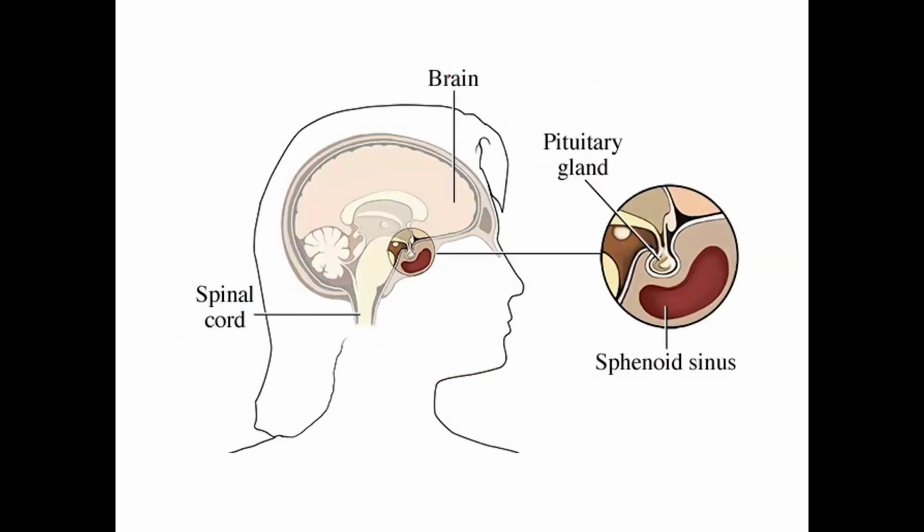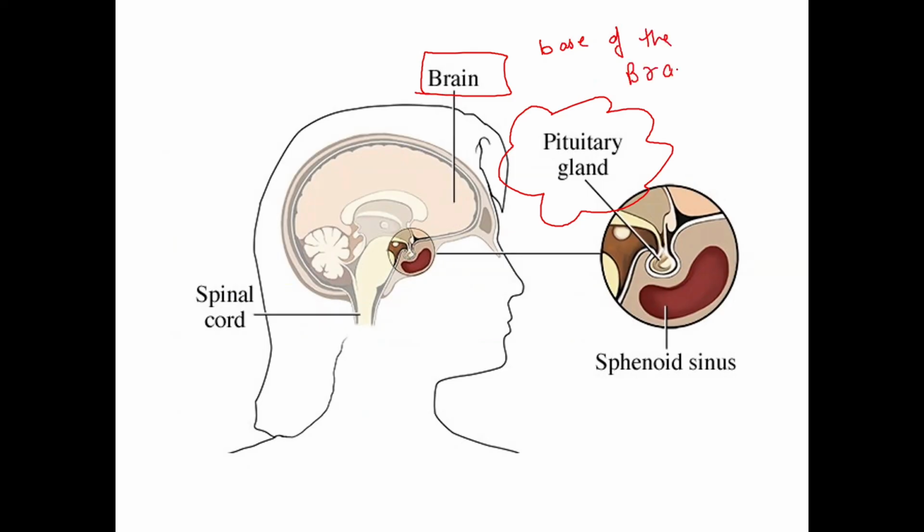Come to the next gland, which is called the pituitary gland. It is present inside the brain. As you look in the picture, it's located in the brain, at the base of the brain. Hormones released include growth hormone and thyroid stimulating hormone, TSH, and growth hormone, GH.